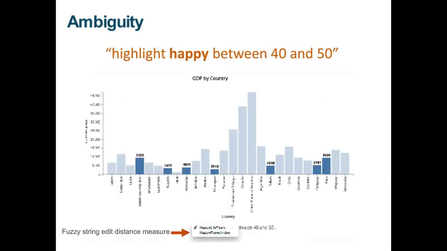We also support syntactic ambiguity resulting from spelling and plurality variations and typos. So here the system maps happy to two attributes, happy life years and happy planet index, ranked by fuzzy distance measure.